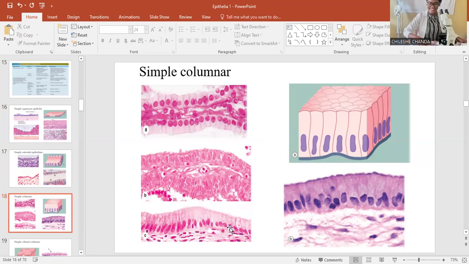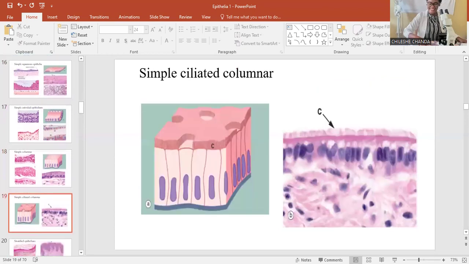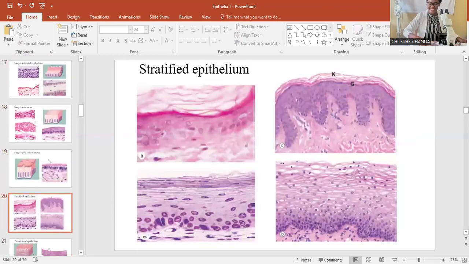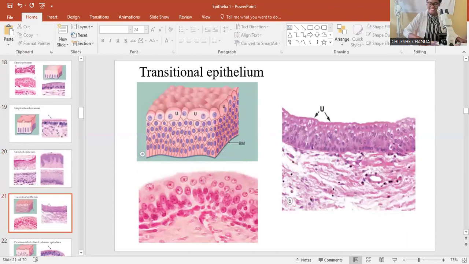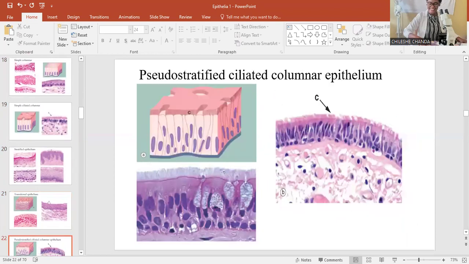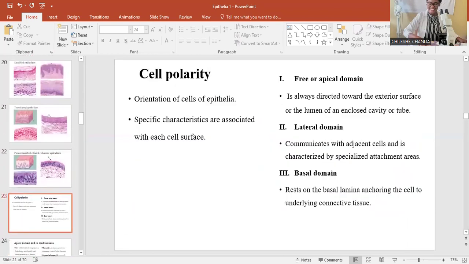Also, this one, you can see that it is columnar, but because the nuclei are at such different levels, this is likely to be pseudostratified columnar epithelium, okay? And so this is how you're going to be identifying all these epithelial tissues.